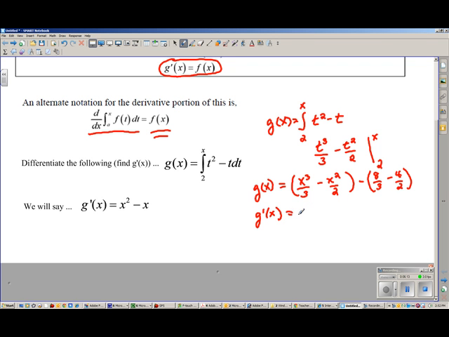If we perform that activity, wouldn't we in fact get 3x squared over 3 from the first term, which would simplify to an x squared? And wouldn't we get 2x to the first over 2, and wouldn't that simplify to x? And then isn't everything left a constant, and when we take the derivative, it would go to 0? So what have we got there? We've got the derivative is x squared minus x. Isn't that what the fundamental theorem told us with no work?